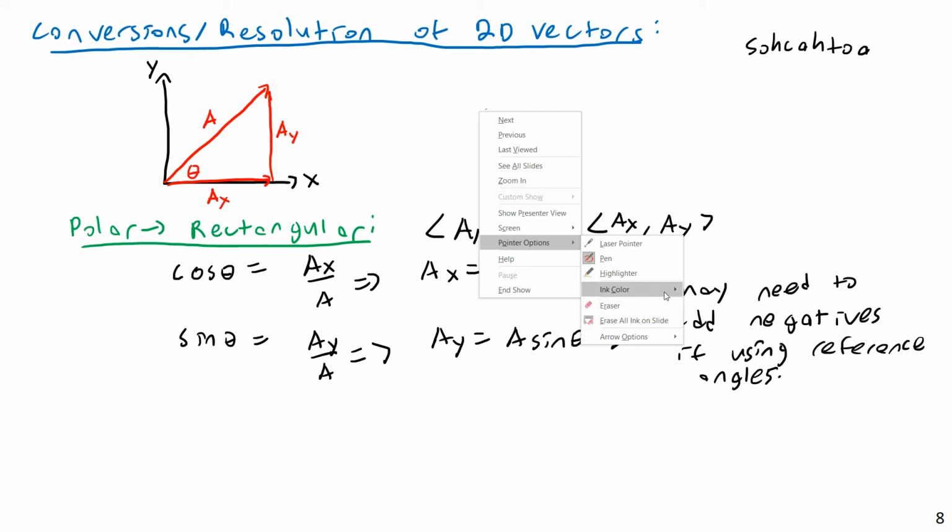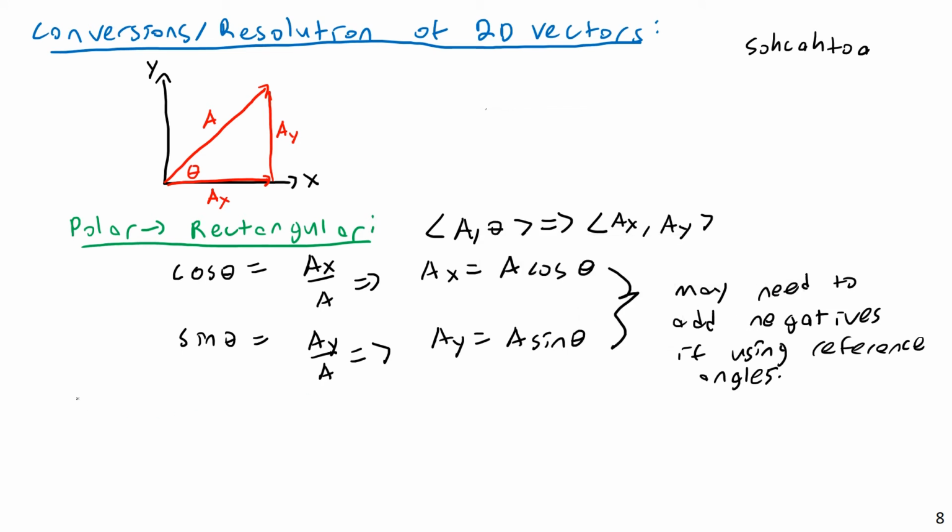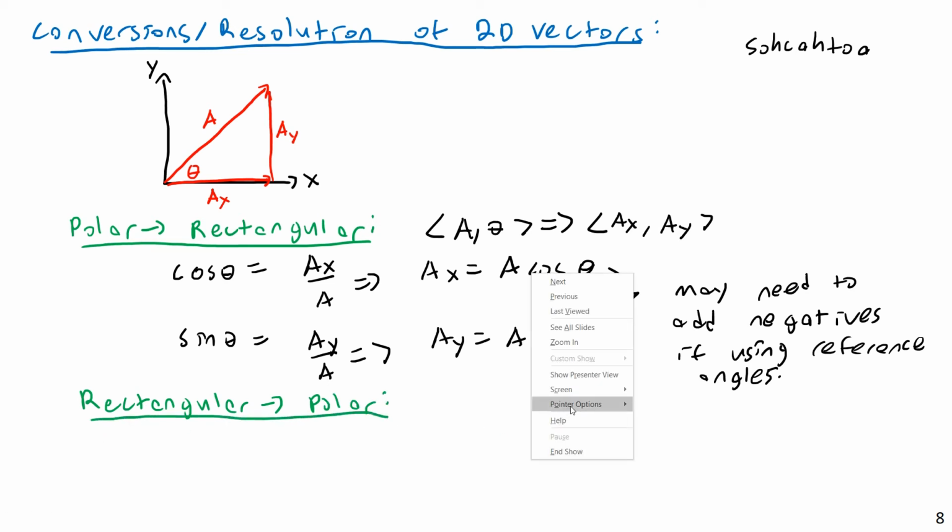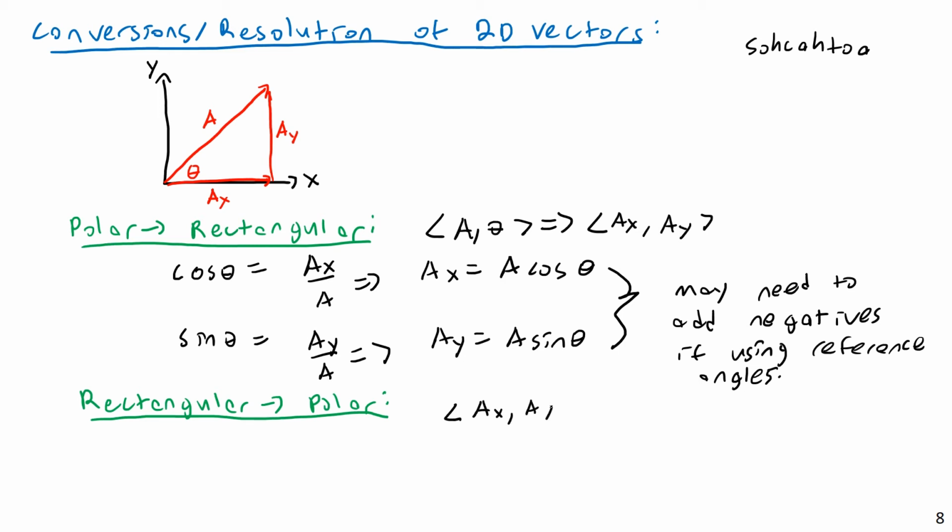Next, let's look at the second case, which is rectangular to polar. Here we already have the rectangular, the ax and the ay, and we are trying to go to an a and a theta. And so, how can I do that? Well, the magnitude, this is fairly easy. This is actually fairly trivial.